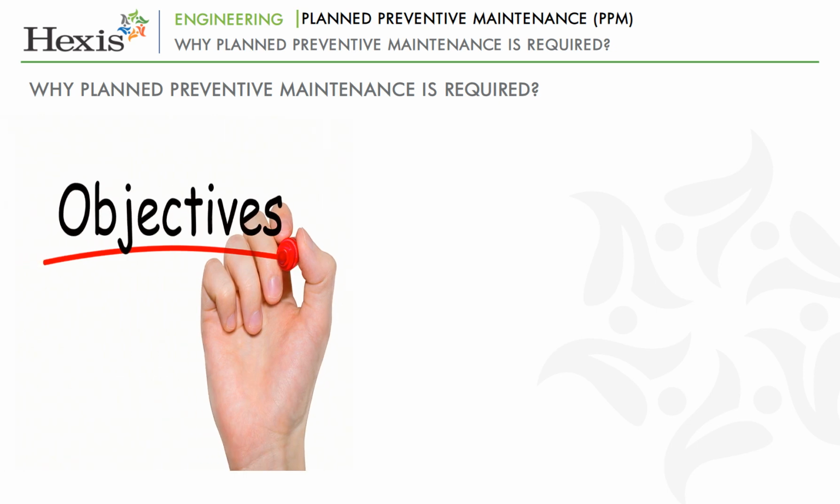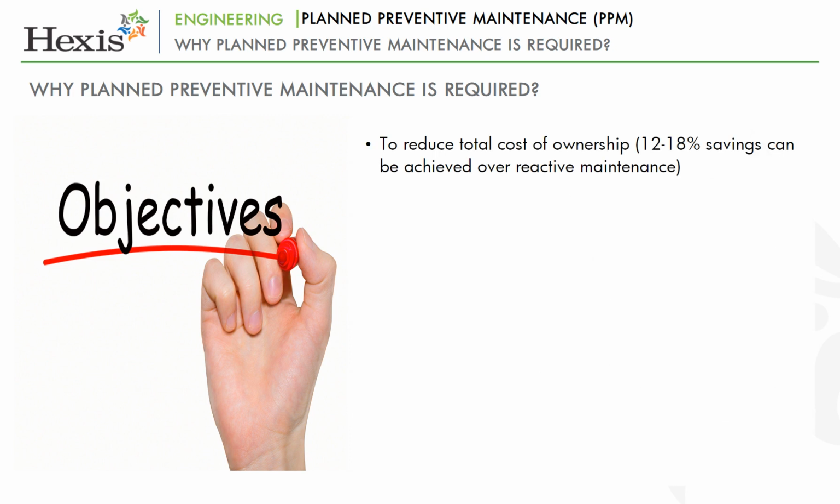Do you know why planned preventive maintenance is required? Let's understand. The overriding factor for having a planned preventive maintenance program is to reduce the total cost of ownership, while keeping the equipment operationally available for the business activities. Typically, savings of between 12 to 18% can be achieved over reactive maintenance. In addition, the following objectives can be realized.